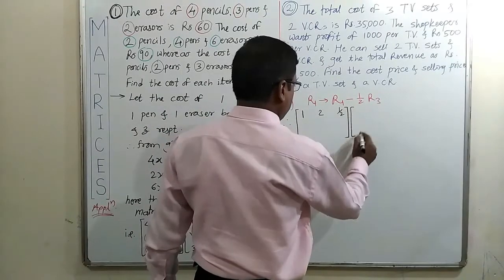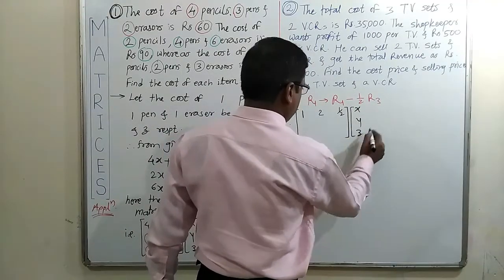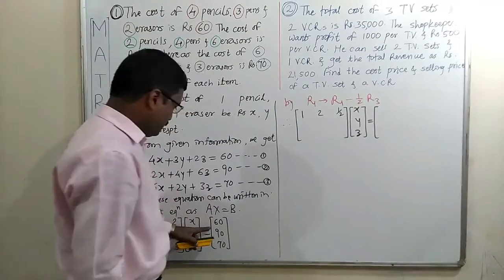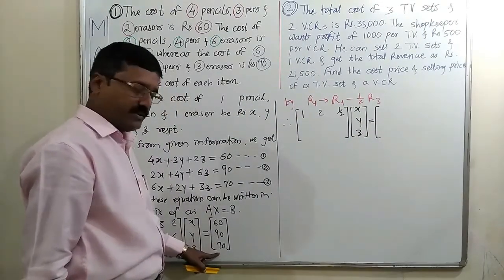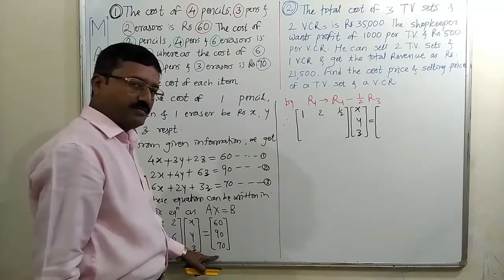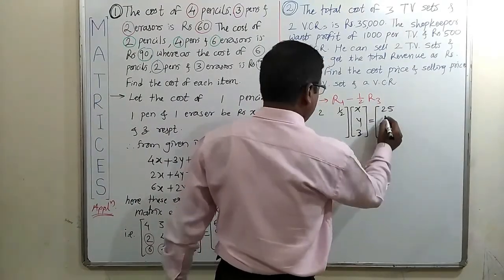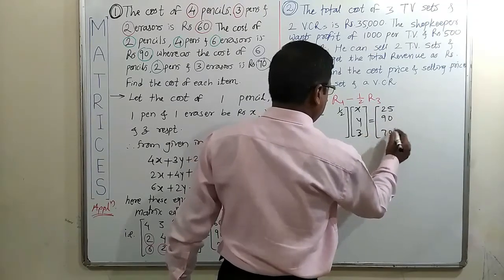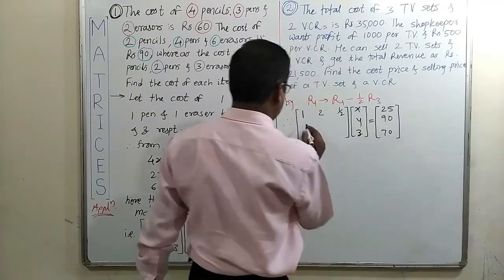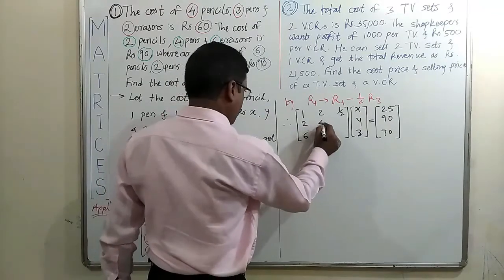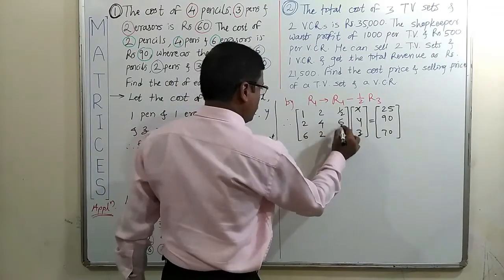This is our second matrix. And to the right, if we apply the same operation, then 60 minus half of 70 is 35. So 60 minus 35, it will be 25. Remaining are same, 90, 70. So this has 2, 4, 6, 6, 2, 3.